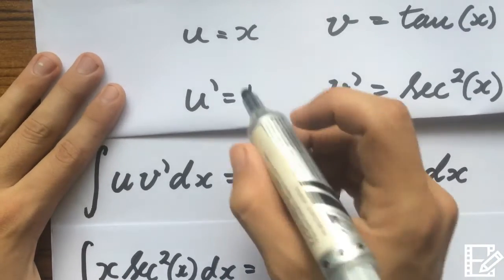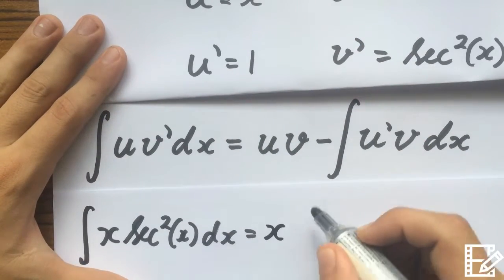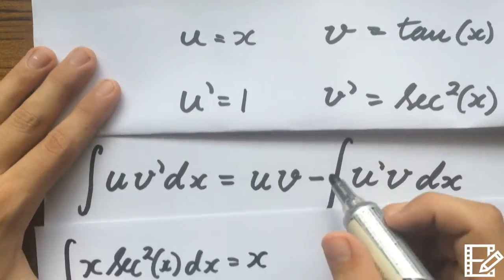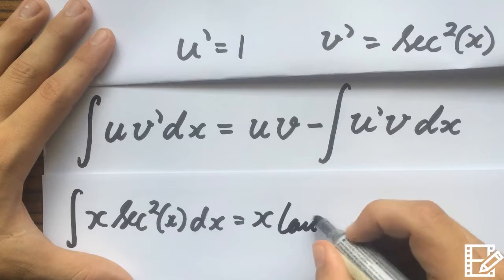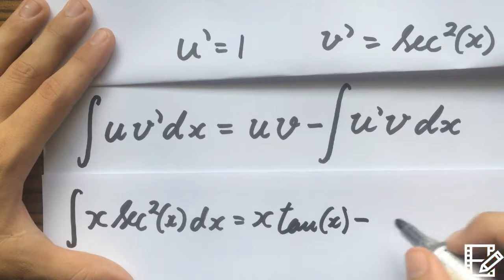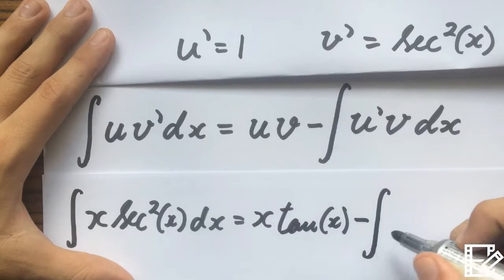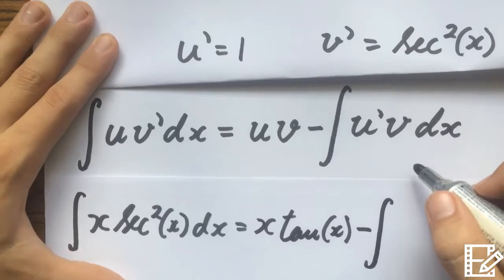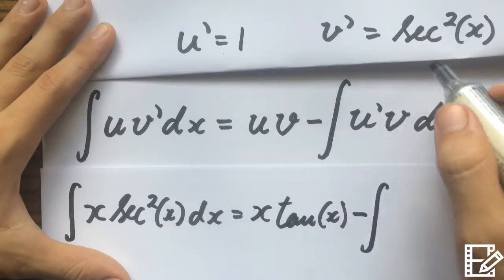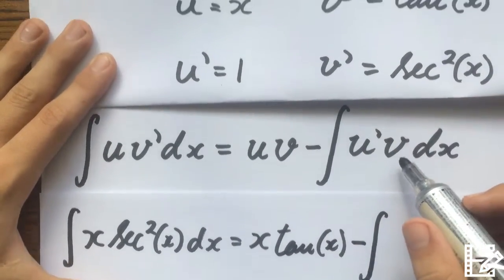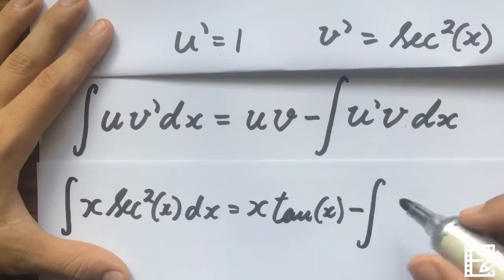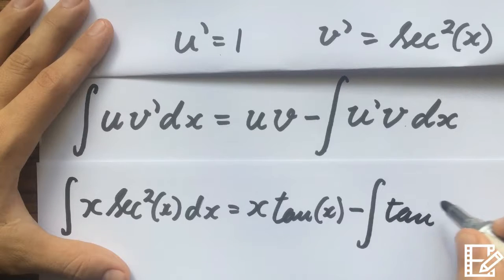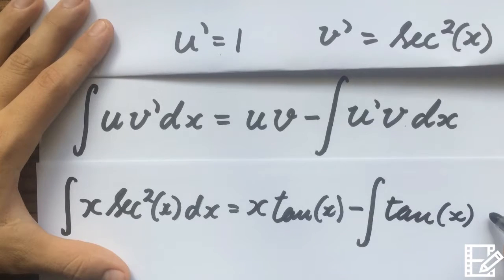So u is x, v is tan x, so it's x multiplied by tan x. We then subtract the integral of u dash is 1, and v is tan x. 1 multiplied by tan x is just tan x dx. So you see how that works?